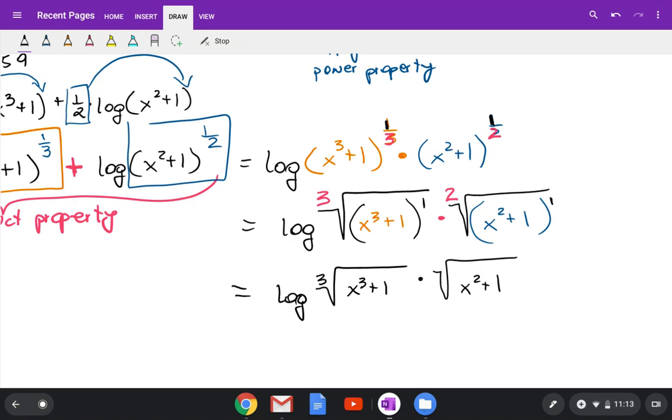Don't forget that in previous lectures we were expanding this. So when you condense, you're putting this back together. That's why those powers, which are fractions, you're changing to radicals.